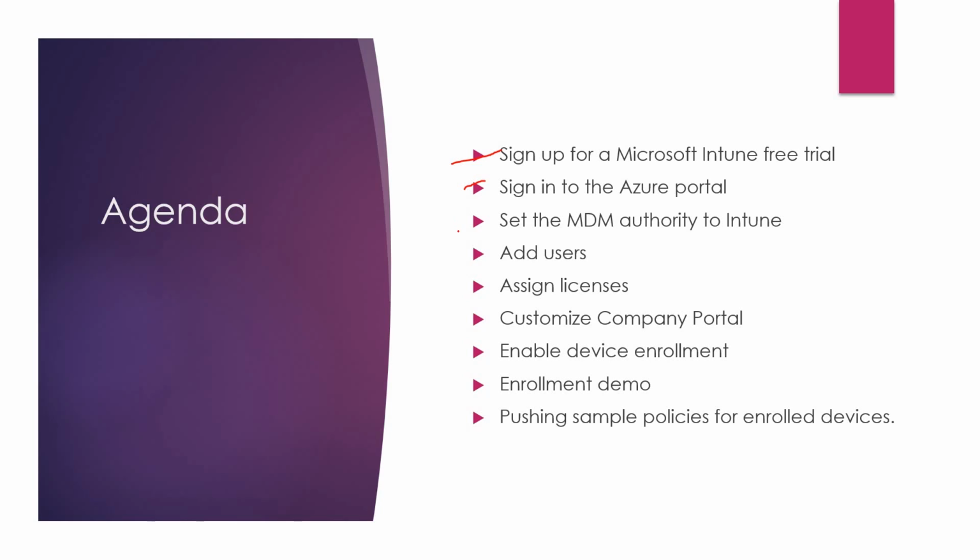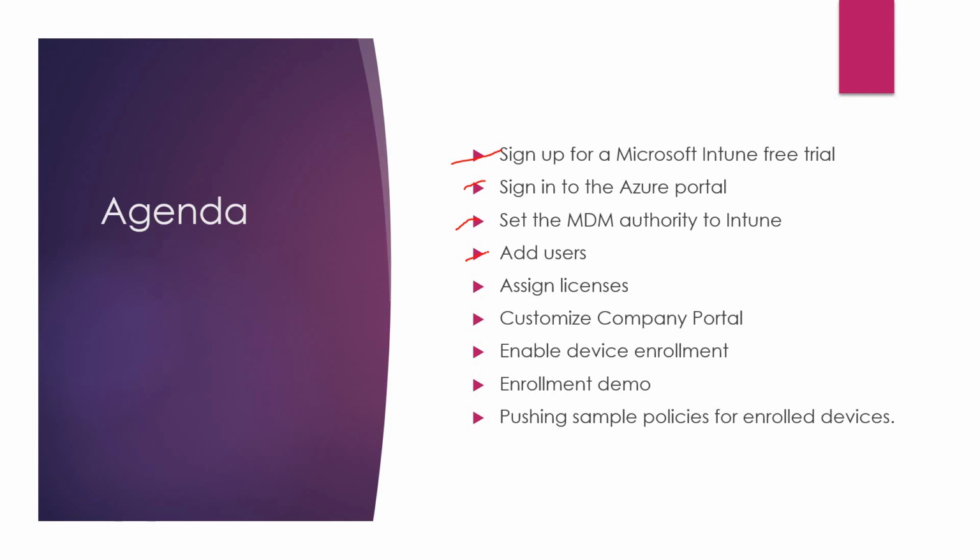Then we are going to set the MDM authority appropriately. We are going to discuss what an MDM authority is, why it needs to be set, what needs to be set in the MDM authority, and when. So this is one of the prerequisites. So once the tenant is made, the first thing that needs to be done is that the Intune admin needs to set the MDM authority.